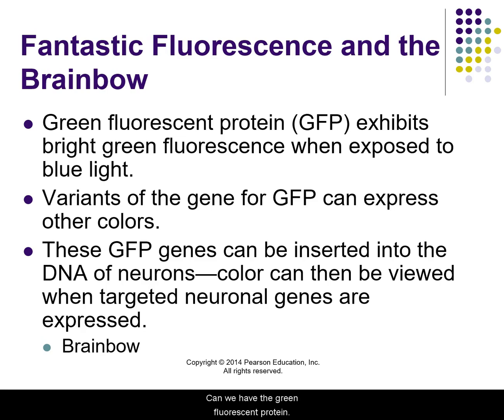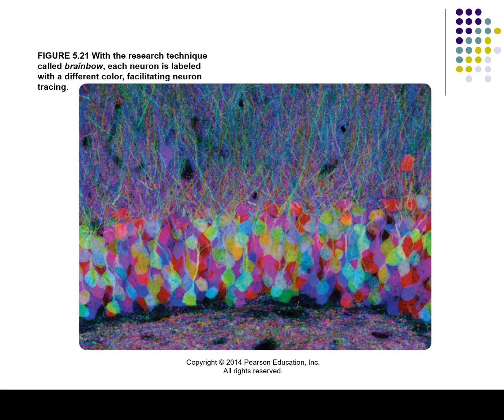Then we have the green fluorescent protein. These GFP genes can be inserted into the DNA of neurons, and then a color can be viewed when the targeted neuronal genes are expressed. And you have something called the brain bow here, and I find that pretty impressive.